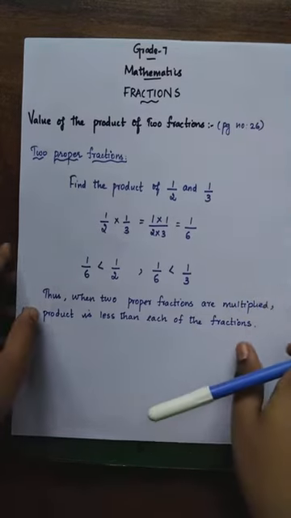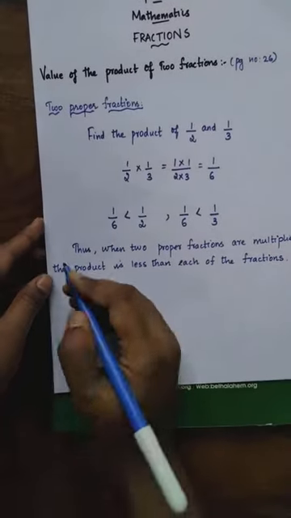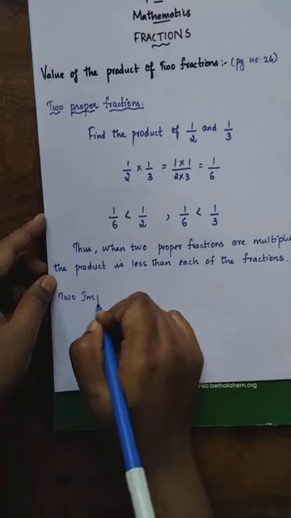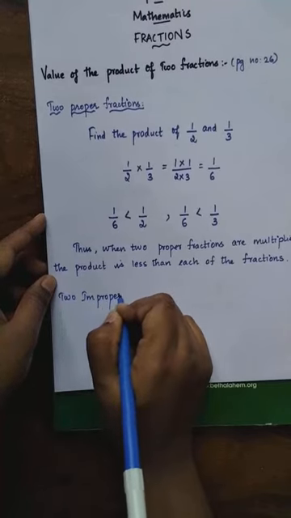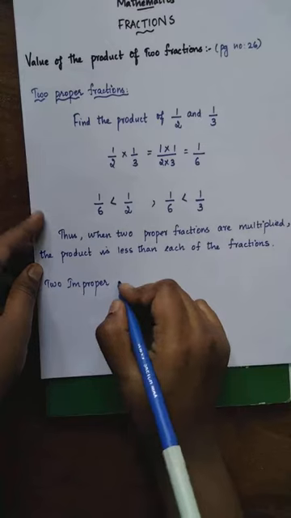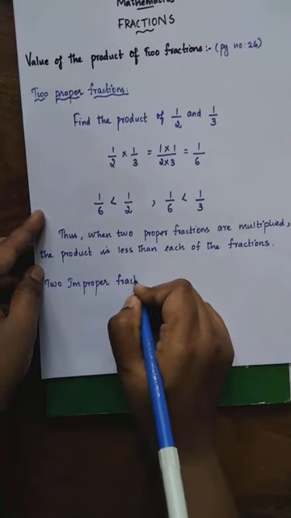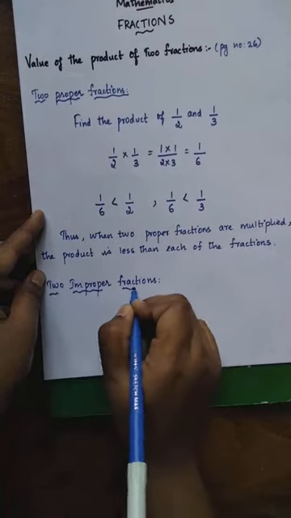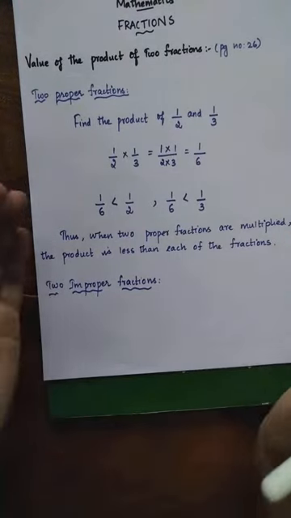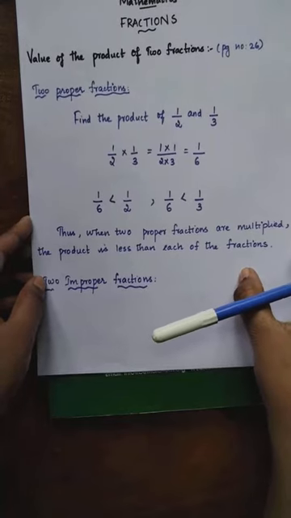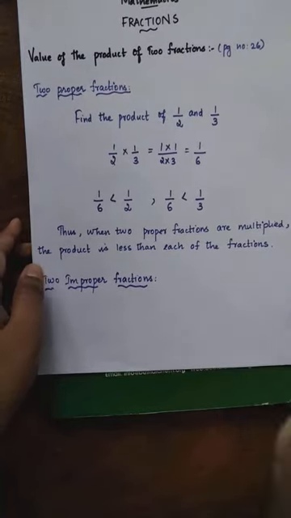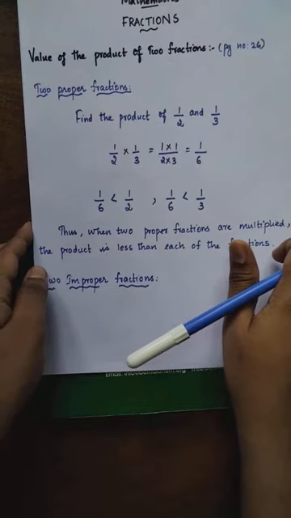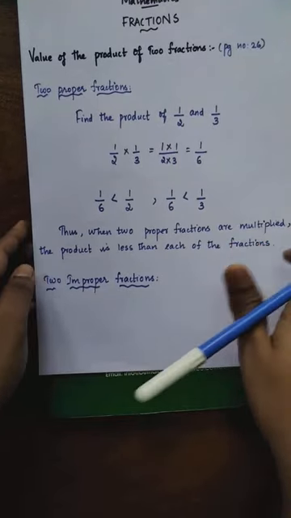Next one is two improper fractions. Here also you can take any two improper fractions. What is an improper fraction? Improper fraction means the numerator is greater than the denominator. You can take any two improper fractions.